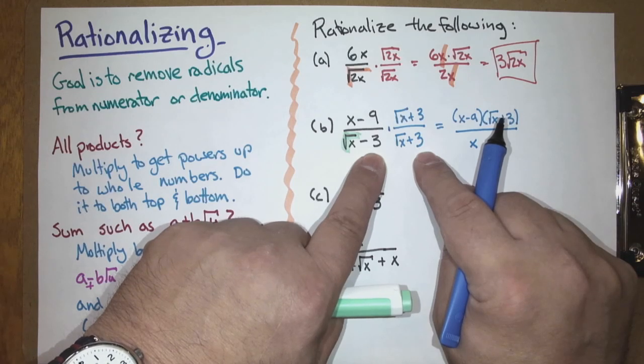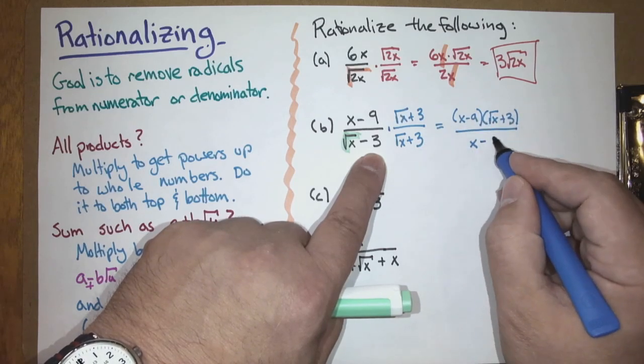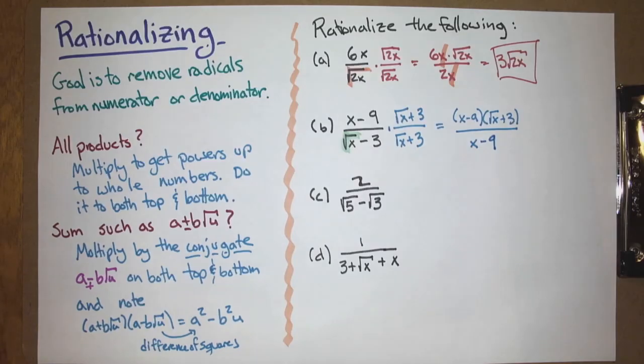Minus 3 times plus 3 gives -9. Okay, now are we done? Or is there anything else that says, hey, I think we can do a little bit more? I think we can do a little bit more here. What can we do?